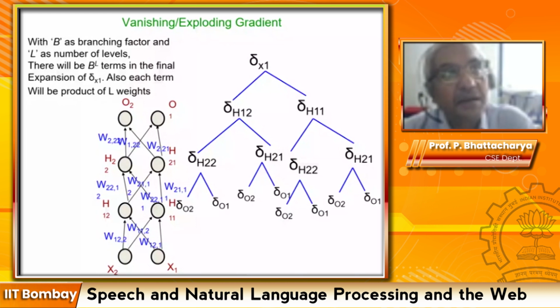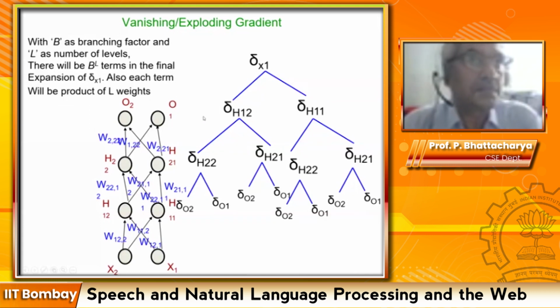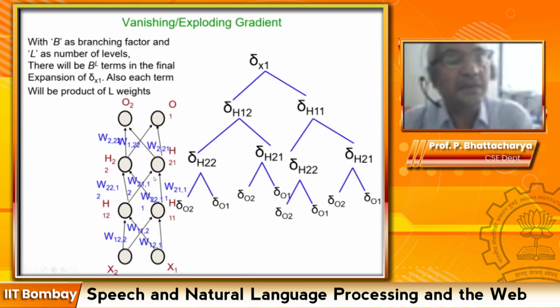If the weight values are between 0 and 1, the gradients can explode or vanish. Even at the lower layers of computation also. I mean, you start with O1 and O2 and keep on computing deltas. Very soon you will have a large number of terms, and each term with a large number of weight values. So that will give rise to underflow, overflow, etc. And that is the vanishing exploding gradient problem.